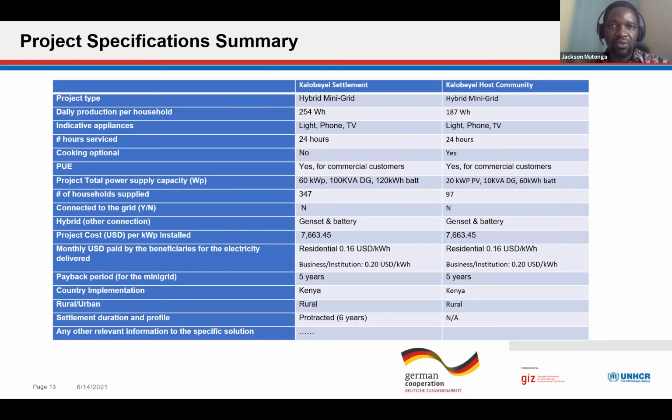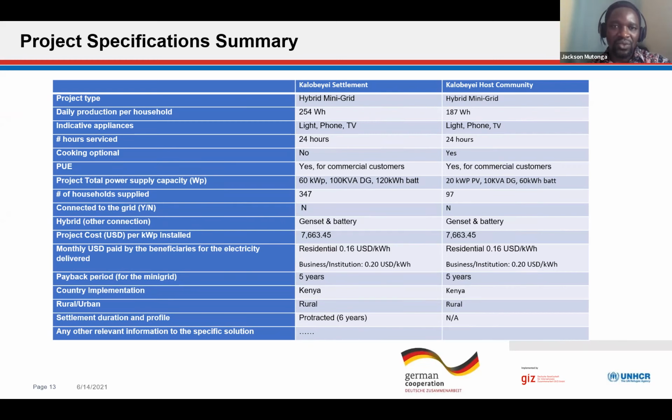So here you will see a table with the summary of the two projects in the host community, as well as the refugee settlement. And you can see all the details here. In the host community, we sized a system of 20 kilowatt peak PV, and in the settlement 60 kilowatt peak PV. I mean, in the settlement, the 60 kilowatt was a pilot project to connect part of village 1. As I said, there are 3 villages, but not the whole village. Of course, implemented in a modular style such that it can be upscaled upon testing the waters.